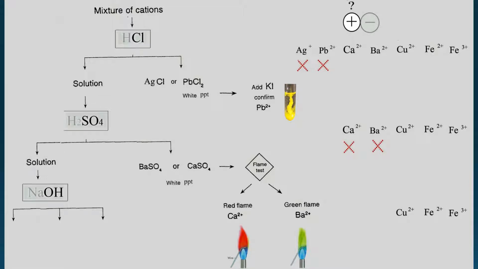If I put in a soluble OH, if it contains copper or iron, what will they show? Copper will be blue. Iron will be Fe2 plus green, Fe3 plus brown.